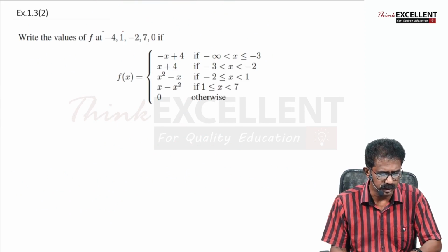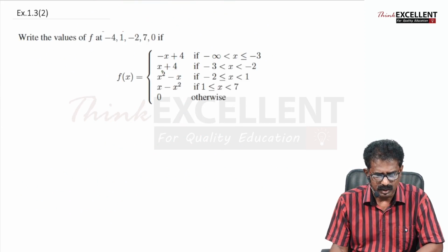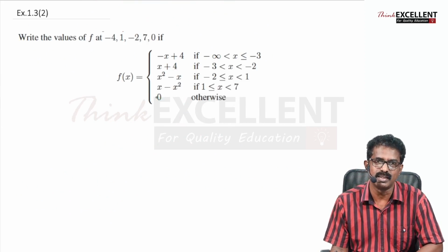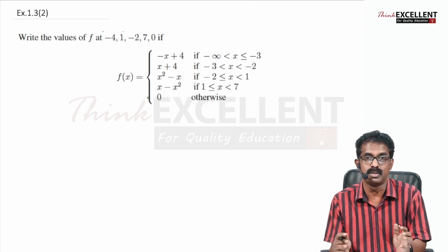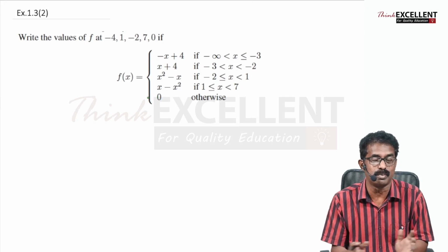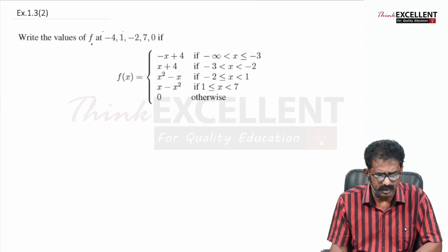Next, you see the second question. It's a very simple one. You have 10 standard sum only. So f of x, 1, 2, 3, 4, 5 values are there for f of x. In 10 standard, this is one of the very important, very simple things, right? Okay. If in the question paper this type of question appears, you'll be very happy, right? What they asked: find the value of f at -4, 1, -2, 7, 0.